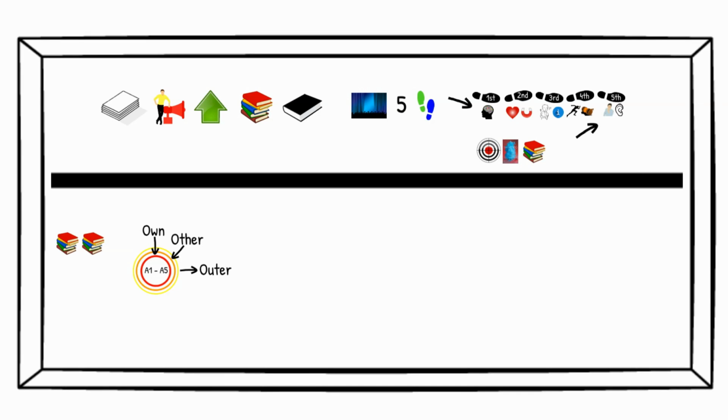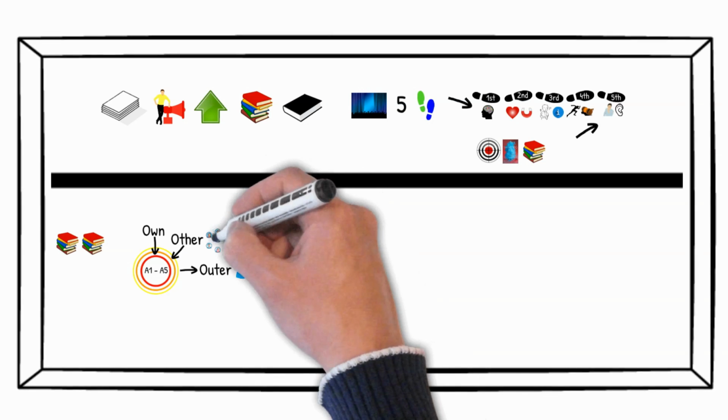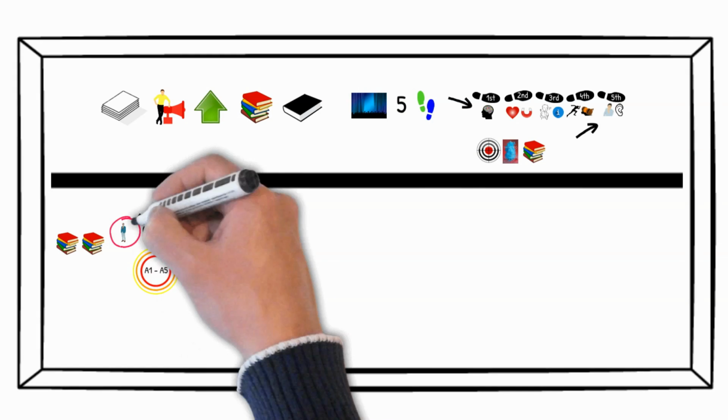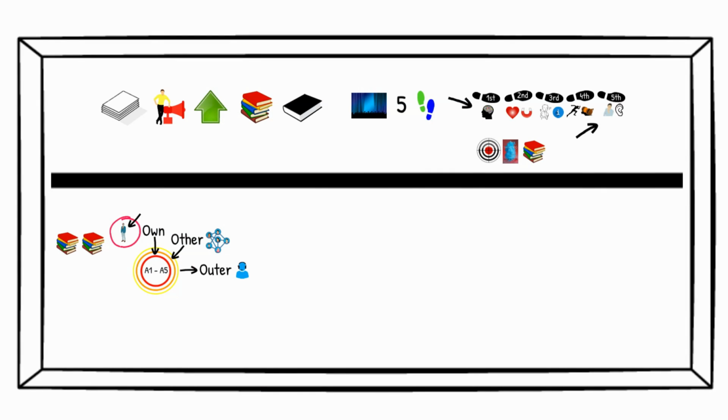The outer is an influence coming directly from the brand, like advertisements, customer service, etc. The other is an influence coming from friends, social media, etc. The own is an influence which comes from a person's own experience. Phew, that was long. Now what was all that good for?